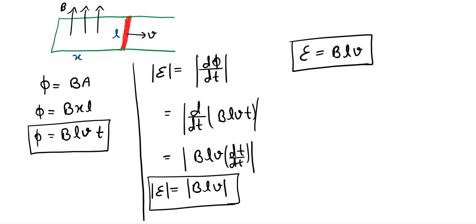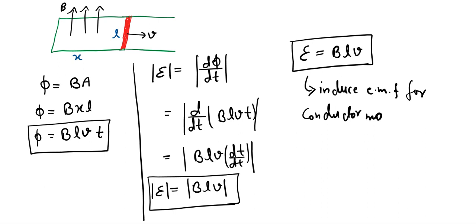So this is the induced EMF for a conductor moving in a magnetic field.